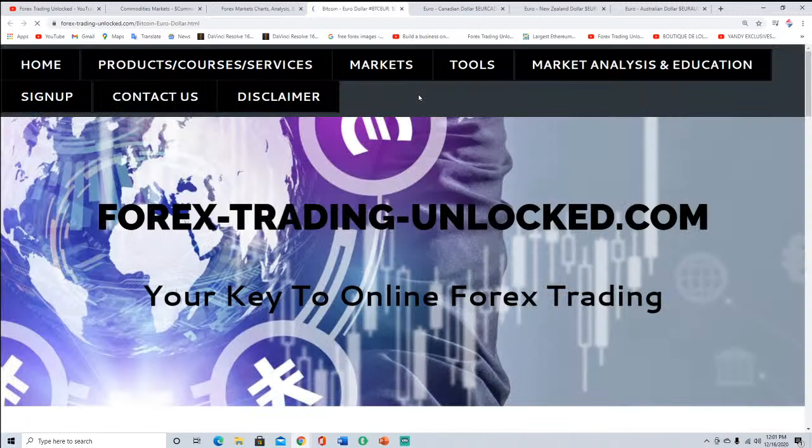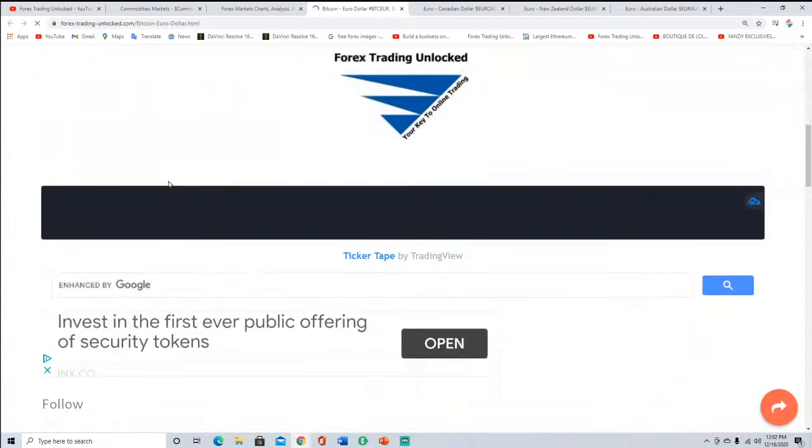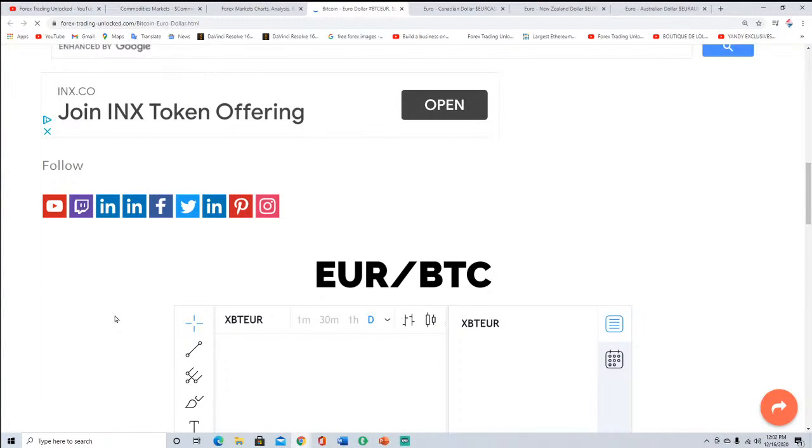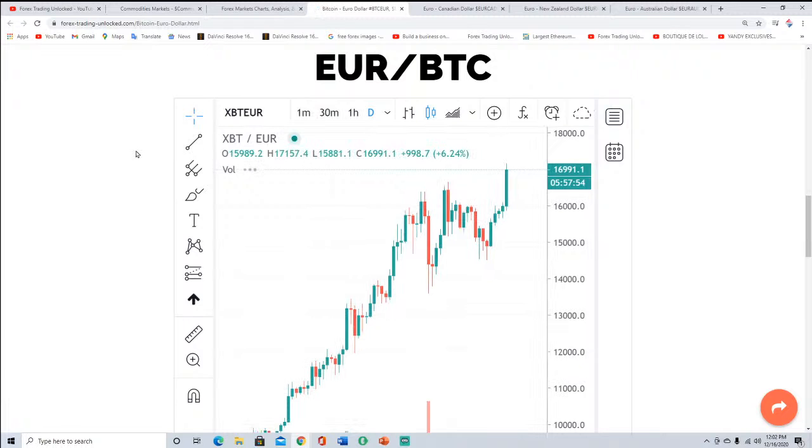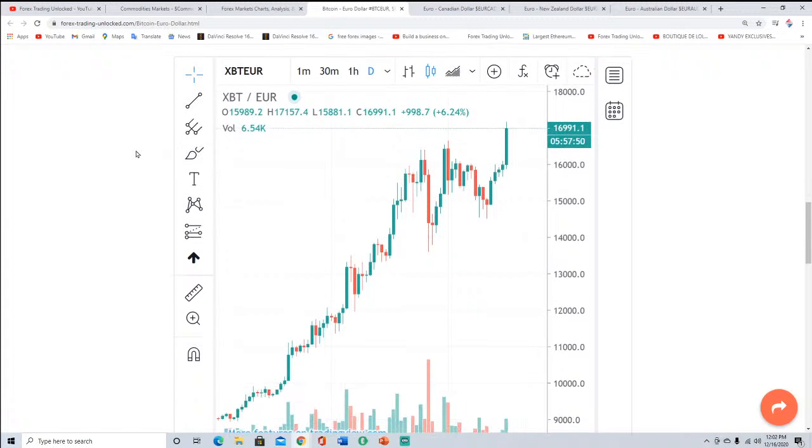All right, so now let's take a look at the euro and the Bitcoin. That's right. You can buy and sell Bitcoin in multiple currencies, the euro being one of them. So the euro Bitcoin, just like the US dollar Bitcoin, has been rallying, making new highs, especially today, going up to over 16,000, actually over 17,000. The high was 157 euros.